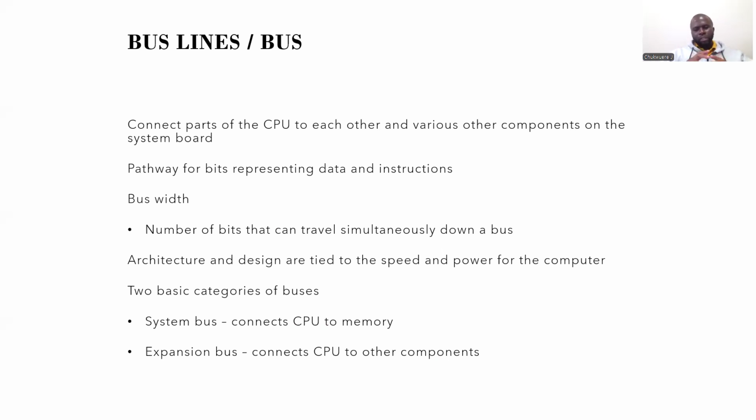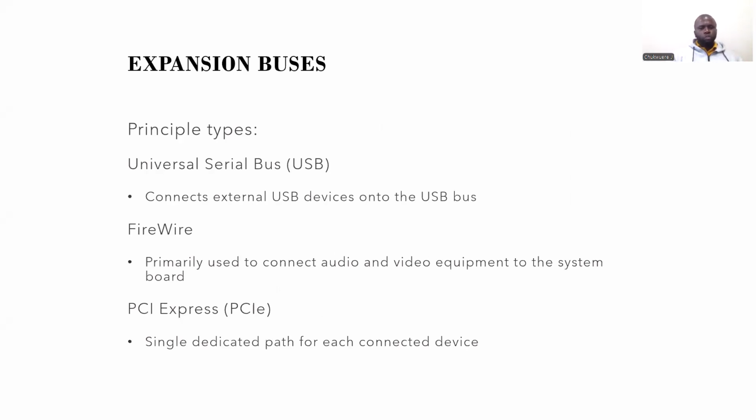No matter the fanciful design layout of your computer, it is attached to what? To the speed and the power of your computer. So no matter how beautiful the computer can be, the elegance and the attraction are built around the speed and the power of that very computer. There are two kinds of buses. You have a system bus, which connects your CPU to memory, and your expansion bus, which connects your CPU to other components of your computer.